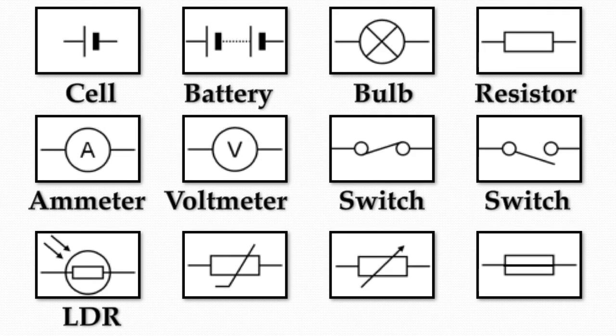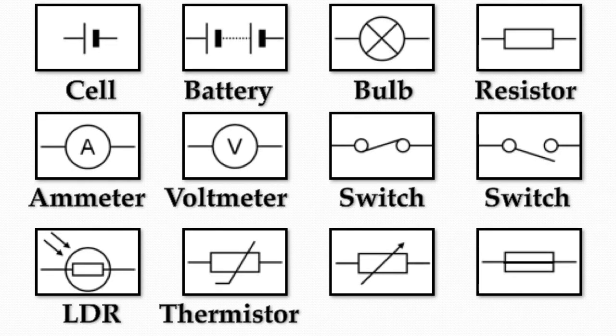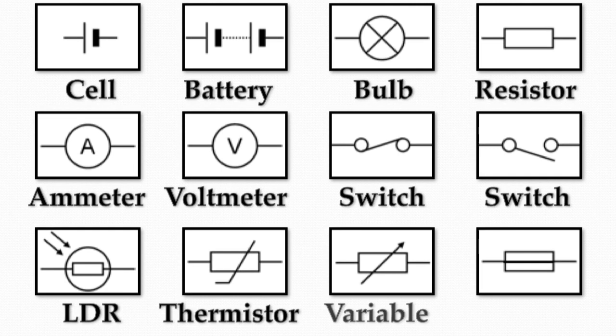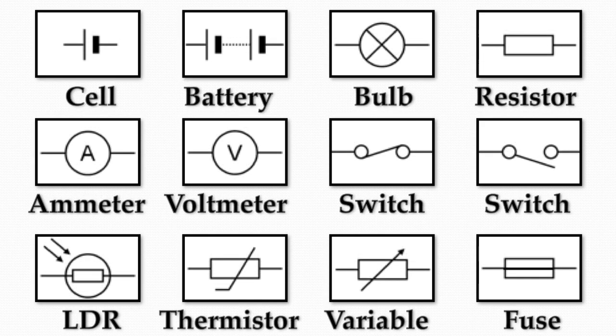You may have encountered a light dependent resistor or LDR before. Next we have a thermistor or thermal resistor. An arrow through a component indicates it is variable, in this case a variable resistor. And finally we have a fuse.